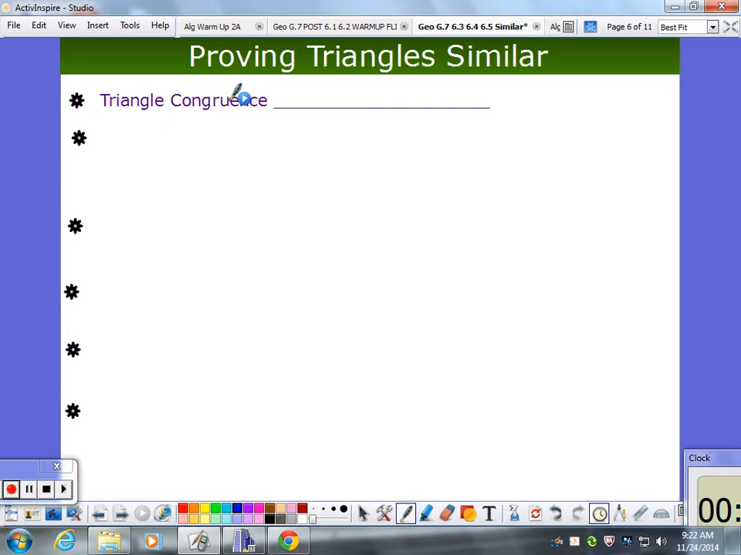Listen, notice which one you missed. Do you remember, Lauren, which one you missed? Hypotenuse leg. And do you remember the other one you missed? AAS. Angle, angle, side, right? So we have to remember those five things to use for triangle congruence.